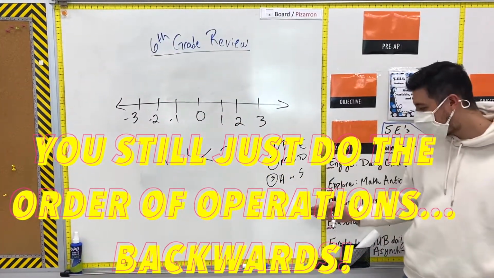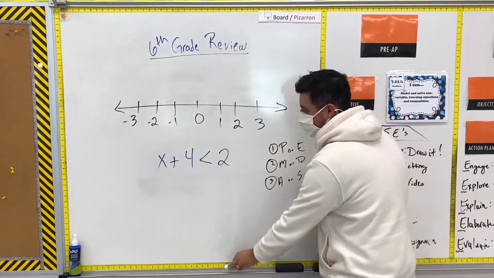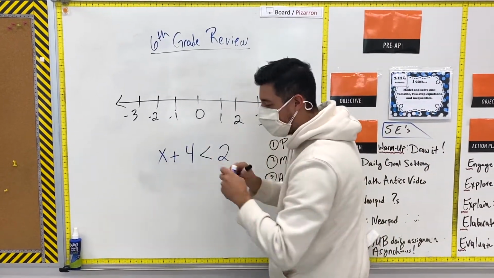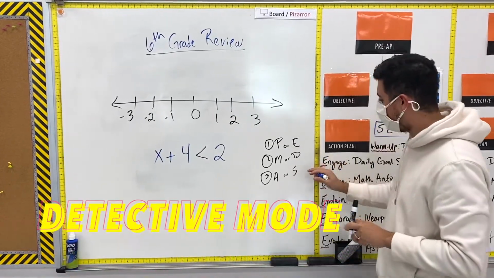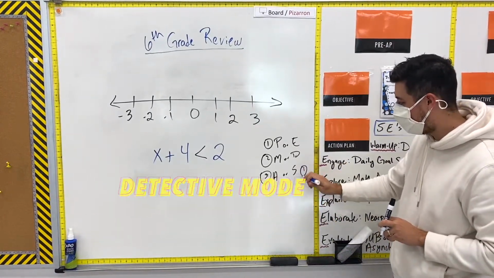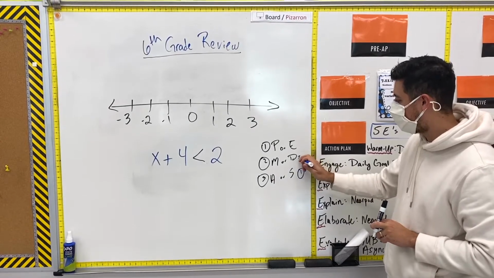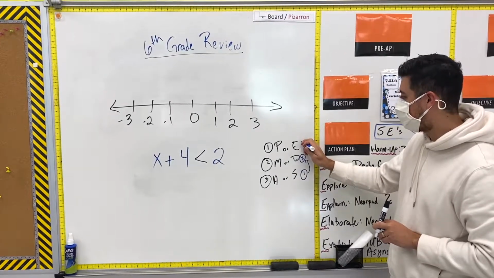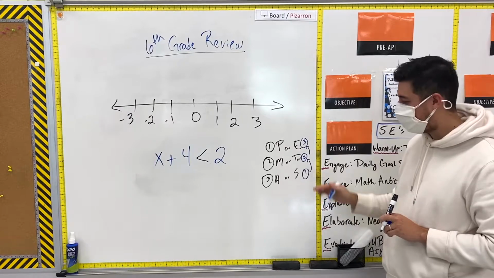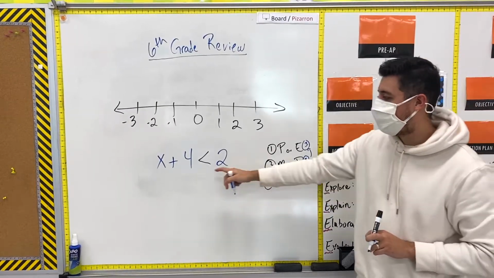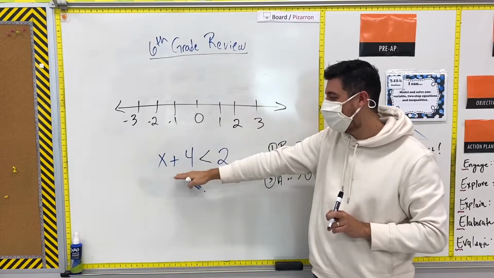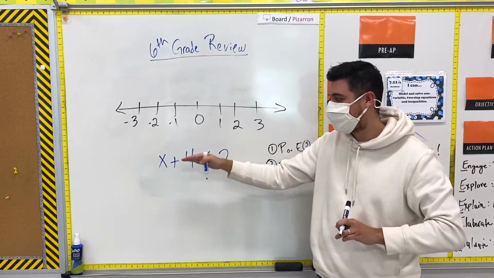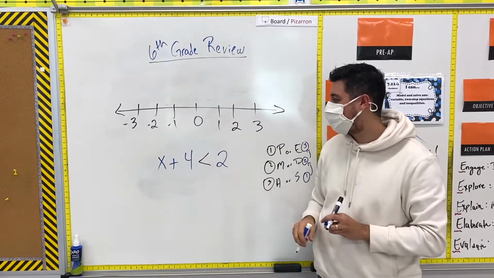So we still look at the order of operations, but since we have a variable, something that we're looking for, we're getting into that detective mode. Remember that detective mode means this is our step 1, and now this is our step 2, and then this is gonna be our step 3. So this is kind of the new order of how we're gonna solve for x here. Again, remember, this is 6th grade. We're gonna move on to the 7th grade stuff on the next problem. But right now, this is what I wanted to go over with you guys.